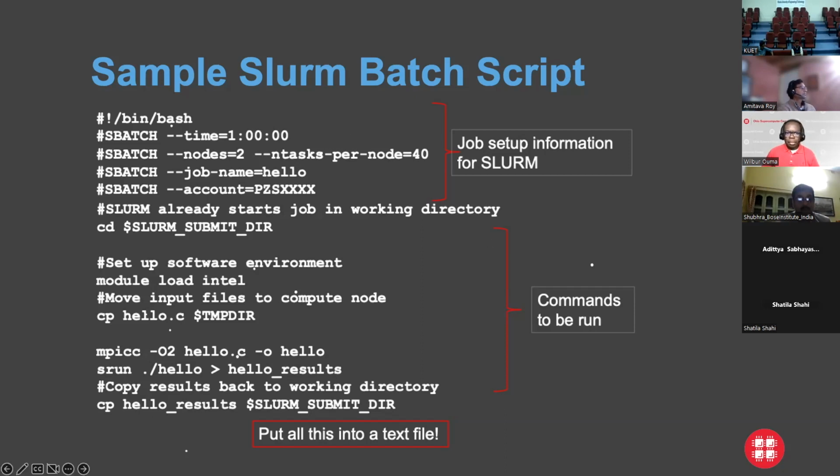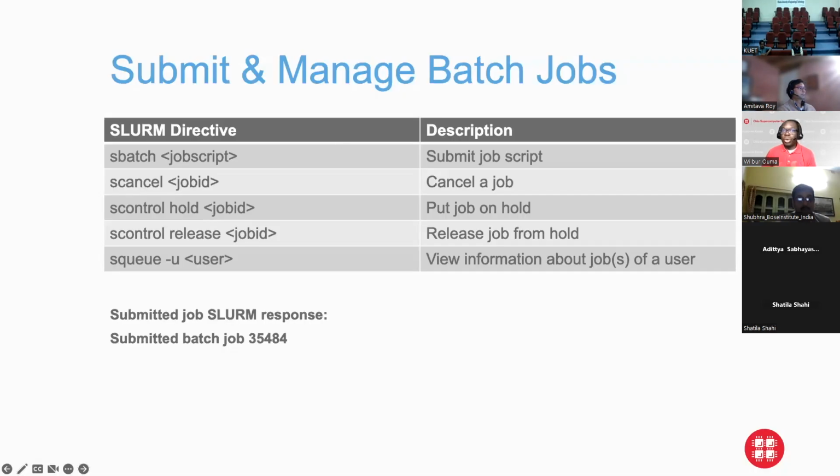So you'll put this information in a text file, your job setup information, and then the commands that you want to run. And then you're going to submit it into the SLURM scheduler using a command called sbatch. And this is just a summary of the commands that you're going to be using. So you'll have sbatch, and then you specify that job script, right? So this would be your job script in a text file. You give it a name, and then you submit it to the scheduler using this command, sbatch. Once the job script is submitted, you'll get a response like this, submitted batch job, and then you have a job ID.